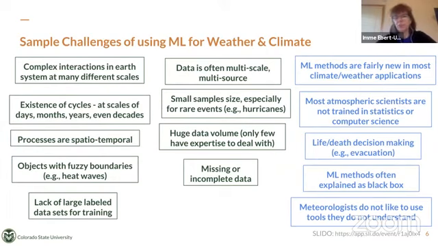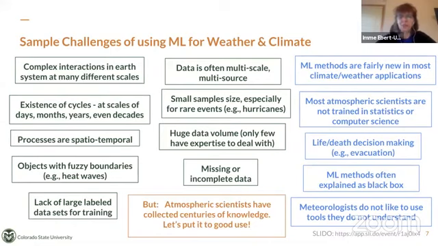If you look on the very right side, what's in blue over here, we wanted to point out that many decisions in weather and climate are really life-death decisions. So you may have to make decisions on the spot whether you should evacuate people in one area or another. Furthermore, machine learning methods are fairly new in most climate and weather applications, and most atmospheric scientists are not trained in statistics or computer science. So it's really not surprising that meteorologists do not like to use tools they do not understand, because at the end of the day, they're responsible for those life-death decisions.